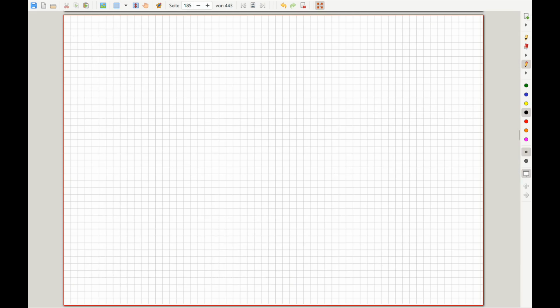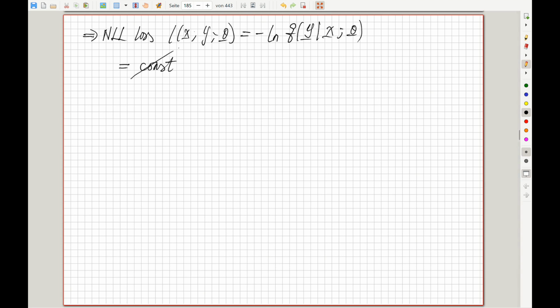And now I can calculate the loss value, right? I can calculate the negative log likelihood loss for given x, y determined by theta. It's minus the natural logarithm of the approximating distribution. This is actually given by the PDF function of a Gaussian distributed random vector. So you have a scaling factor. It's a constant term. We ignore the constant term. Then you have the exponential exponent.